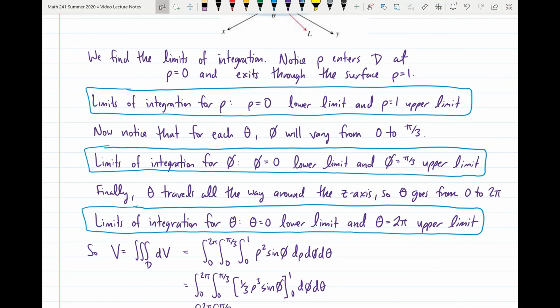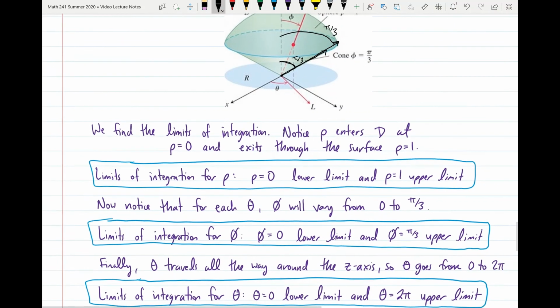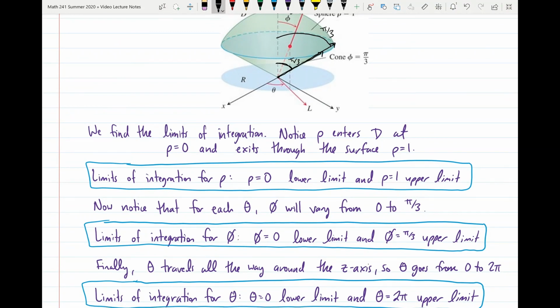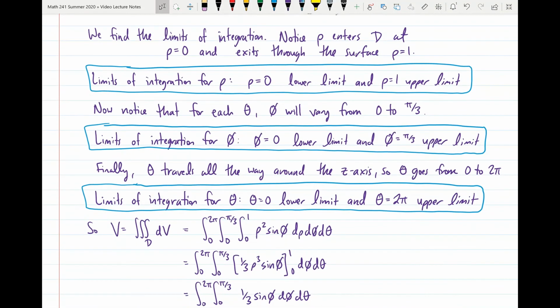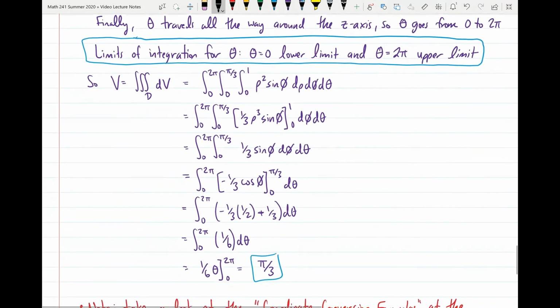And then finally, we need our limits of integration for theta. You can just say that theta is traveling all the way around the z-axis, and because of that, theta goes from 0 to 2 pi. So the limits of integration for theta are theta equals 0 as the lower limit and theta equals 2 pi as the upper limit. And now we can move into the calculation.